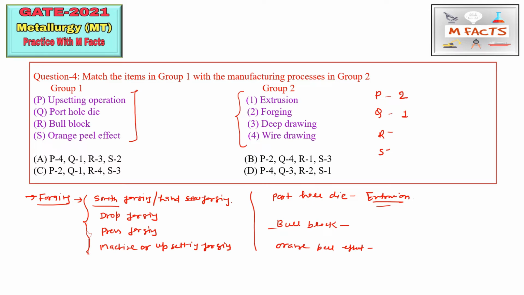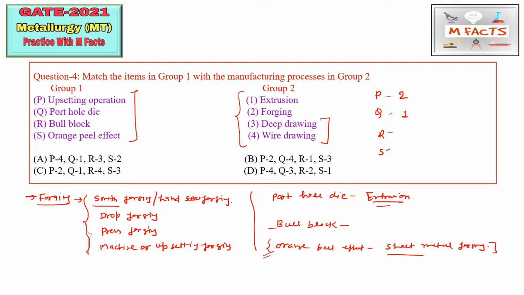We supplied many PDFs there for revision purpose. Okay, so orange peel effect is basically a defect which happens in sheet metal forming. But suppose in the given processes, they did not give the sheet metal forming process. Okay, so we have two, that is deep drawing and wire drawing. We know that wire drawing does not have the orange peel effect for sure.